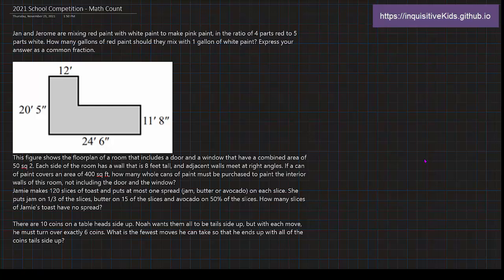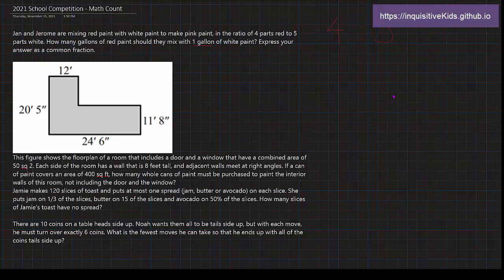2021 school competition. First problem. Jan and Jerome are mixing red paint with white paint to make pink paint in the ratio of 4 parts red to 5 parts white. How many gallons of red paint should they mix with 1 gallon of white paint?